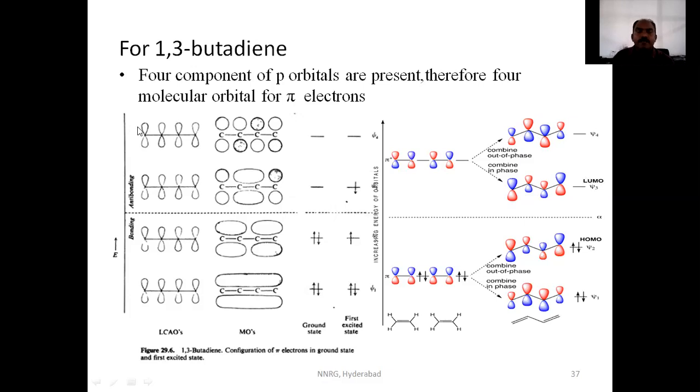So the butadiene has four p orbitals which interact with each other to form four different molecular orbitals. Out of these, the first molecular orbital is the most stable molecular orbital because it is having least energy, and psi 4 is having the highest energy molecular orbital, which is unstable. And the next, the second one, is called HOMO, which is the highest occupied molecular orbital, and the third one we call as LUMO, the lowest unoccupied molecular orbital. So butadiene forms four different molecular orbitals.